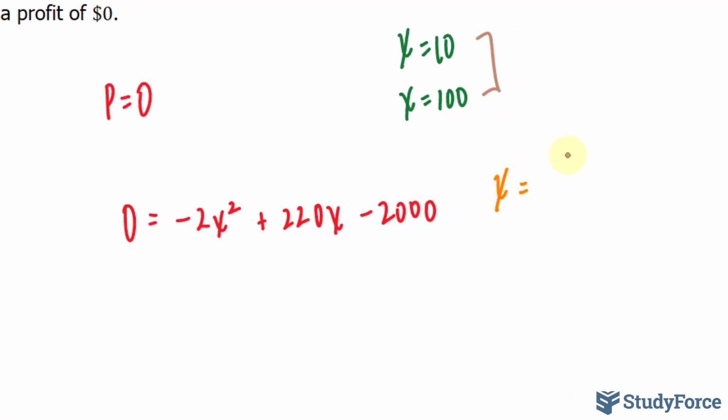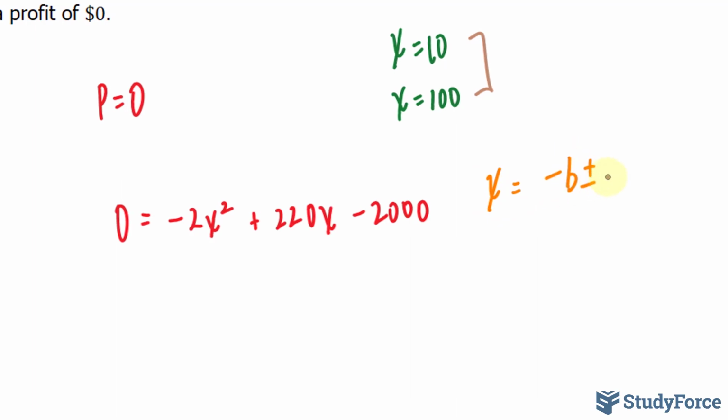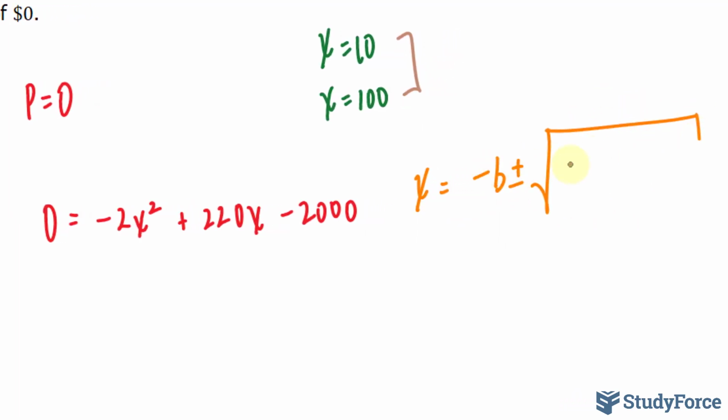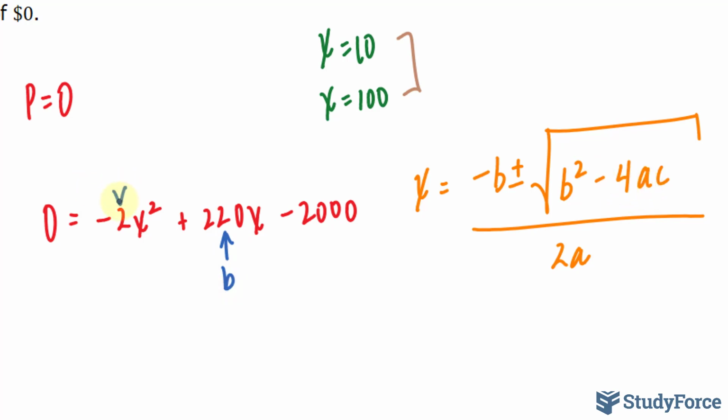We have x is equal to negative b plus minus, and if it's your first time seeing this, I'll explain in a moment, the square root of b squared minus 4ac, all divided by 2 times a. B represents the coefficient of the x term, so that is b. A represents the coefficient of the x squared term, that's a. And c represents the constant. That's the term that doesn't have any variables multiplied to it, so that is c.